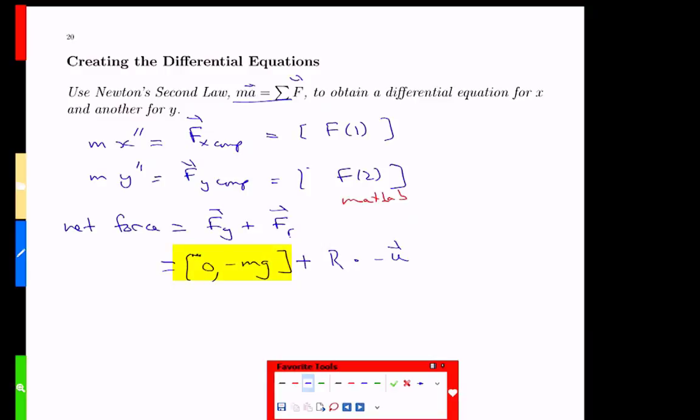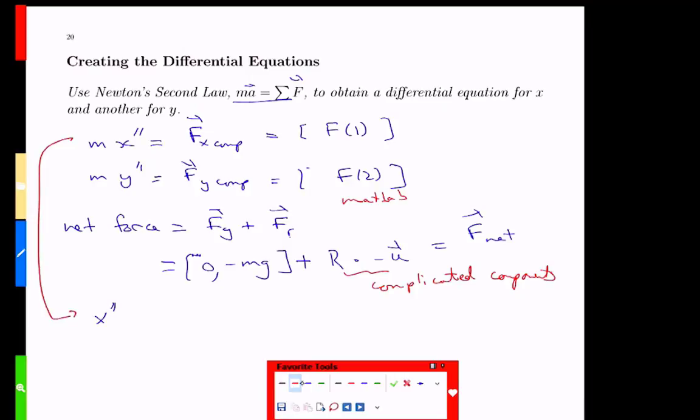This one had nice and easy components. These components were a lot more complicated. So it might be easier not to write these. But the key thing is we can add those up and get a net force as a vector. And so what that gives us is that x double prime, going back from the top, is going to be 1 over m times the net force x component. And y double prime is going to be 1 over mass times the net force y component. That's how it's going to work.